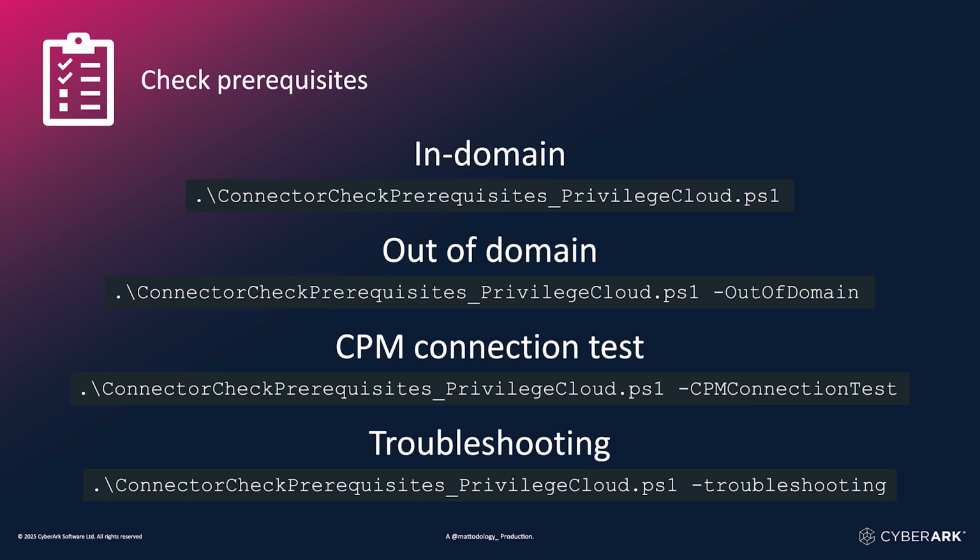Select the method that best matches your infrastructure and deployment goals, ensuring your environment is fully prepared for Privilege Cloud installation. No matter which method you select, all checks within the prerequisite script must pass before you proceed. This ensures a smooth and successful installation, laying a solid foundation for your Privilege Cloud deployment. Take the time to verify every requirement up front, and you'll avoid common issues as you move forward. In this video, we will run the prerequisite script using the in-domain deployment option.